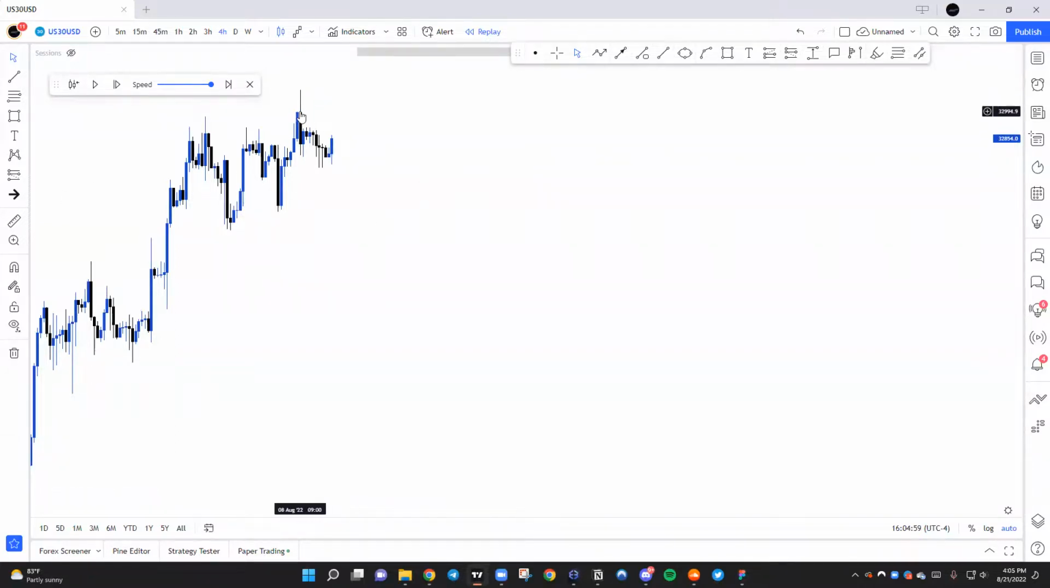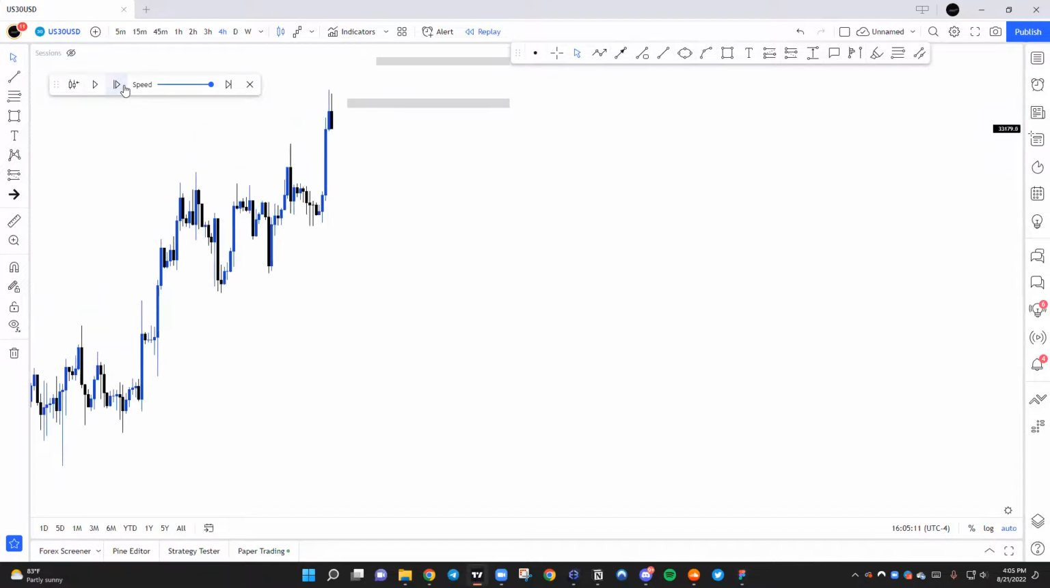So after the price made this high, it pulled back. After price makes a high, it pulls back and then continues higher.